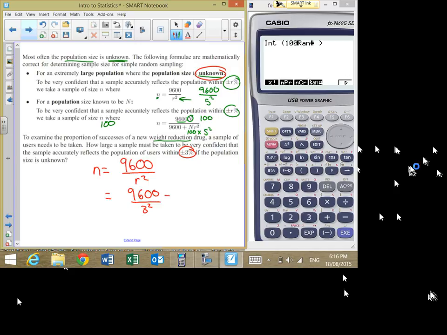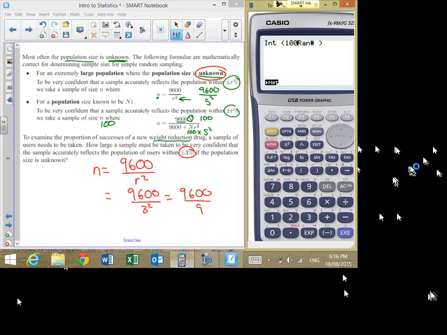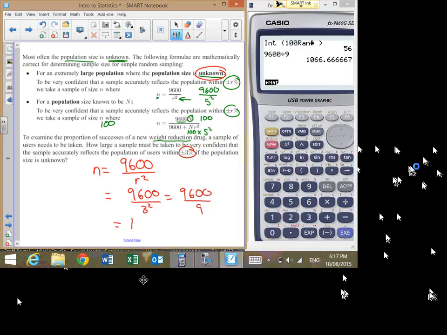So 9,600 divided by 9. Again, I'm going to pop that into our calculator over here. So we've got 9,600 divided by 9 is equal to 1,066. So that's how many people you would need to survey to find out if your weight reduction drug was effective.